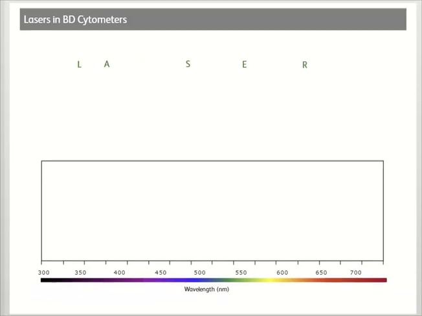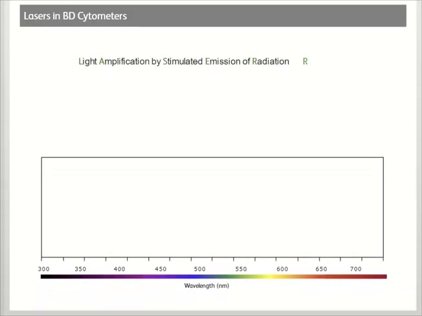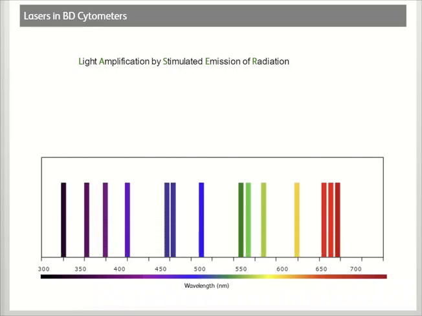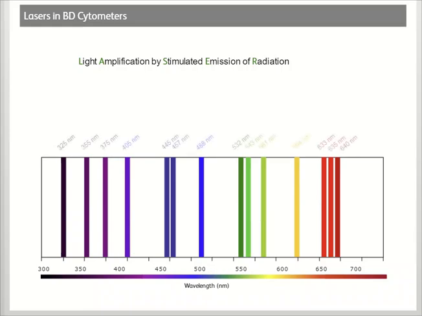LASER is an acronym for Light Amplification by Stimulated Emission of Radiation. Lasers generate intense beams of coherent light. In flow cytometers, lasers serve as the excitation light source for sample interrogation. Additional laser options are available for some cytometers through the BD Special Order Program.